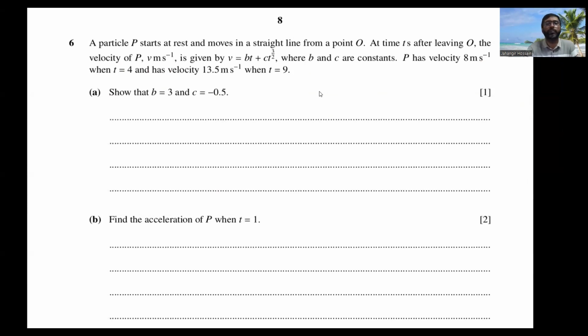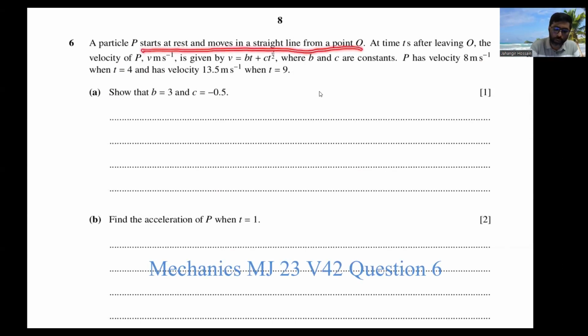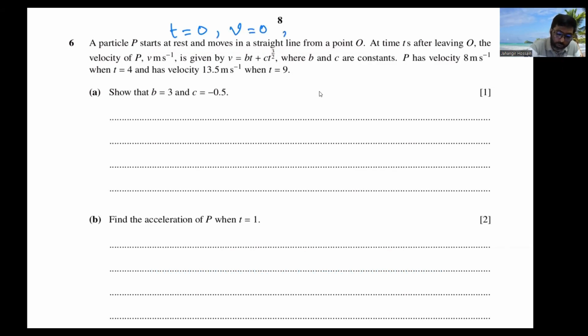In question number 6, we see a particle P starts at rest and moves in a straight line from point O. It is very important to identify that this is the boundary condition: where it starts, t equals 0, at rest, so v is 0, and from a point O, since O is the fixed point, the distance from O initially is 0. That will be used as a boundary condition to find the constant of integration.